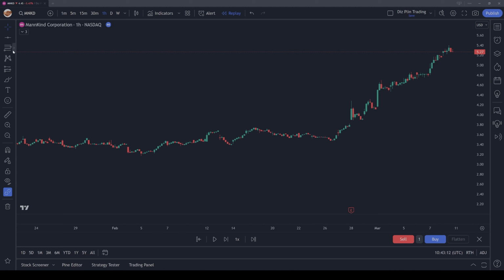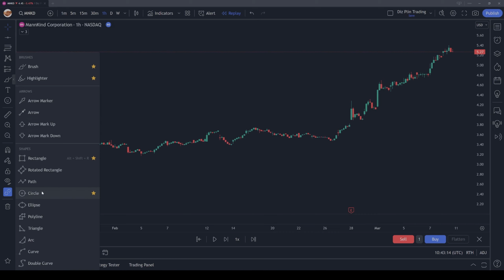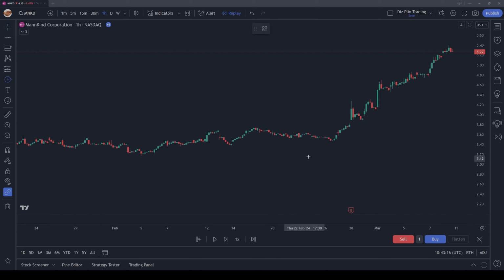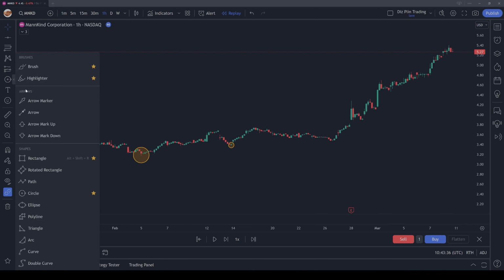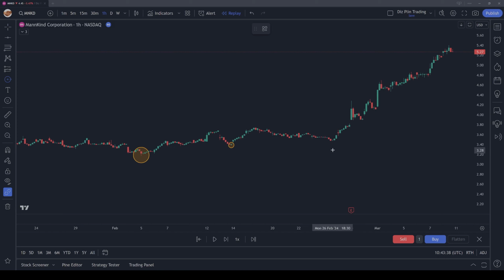Let's highlight that. Actually, where's my drawing? So they could be buying here. Probably a key zone will be there. And they could also be buying in this area here.